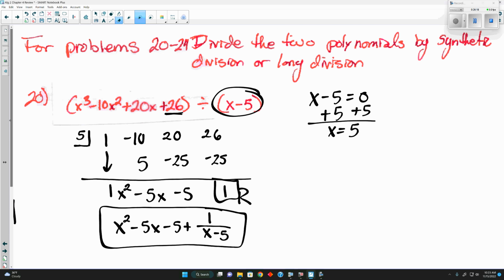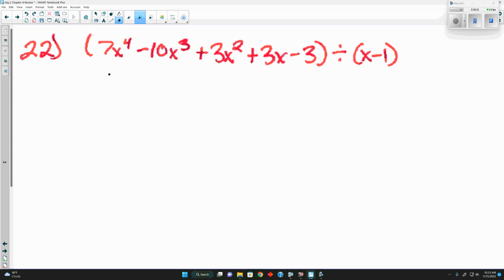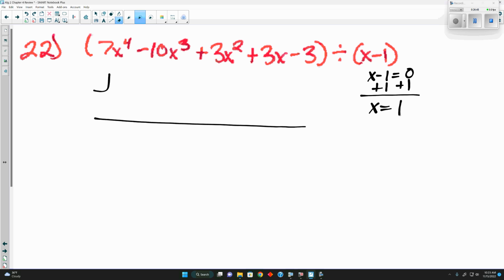Questions on 20? Do we want to look at 21 or 22? So we'll do the same thing here. We'll have the cubbyhole in line dealing with synthetic division. And the first thing we can do is set x minus 1 equal to 0 and solve, which tells us x is equal to 1, yes? And we'll put it in the cubbyhole.